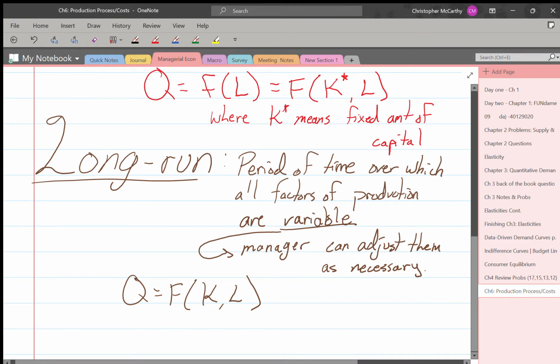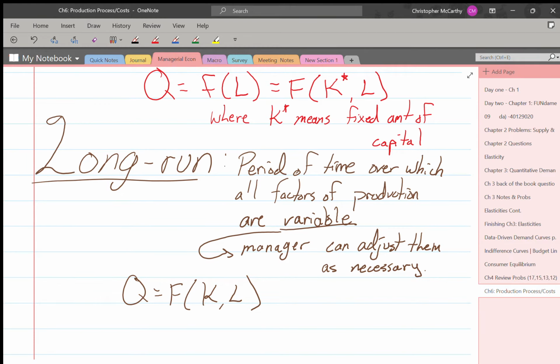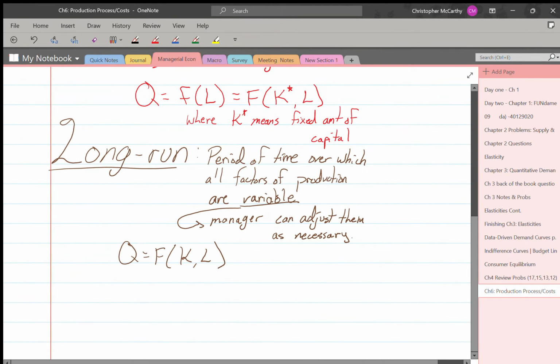So, questions on short run, long run, how that integrates with variable and fixed costs? Remember, fixed costs cannot be changed in the short run, but can be changed in the long run. It's not defined by a period of time, it's defined by my production process. Your long run might be 7 years, my long run might be 2 months. Let's keep that in mind.